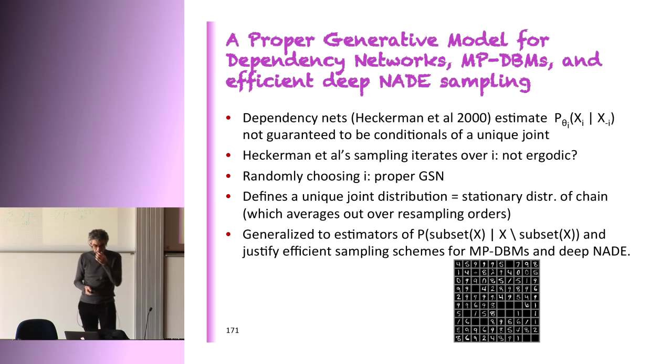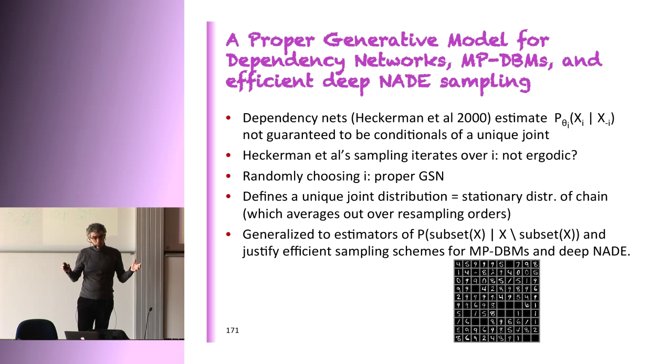We've used this theory as well to explain two other algorithms. One is pretty old. It's called dependency networks. Dependency networks were proposed in 2000 in a paper by David Heckerman and collaborators to make the learning of directed graphical models easier. So the idea is we're in the setup where there are no latent variables.